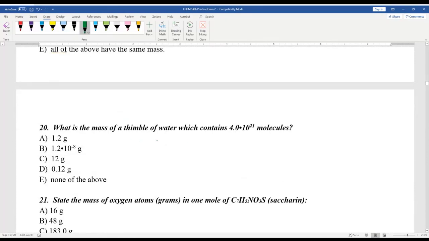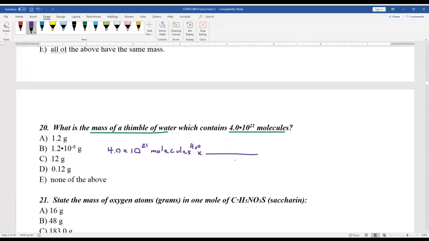It says I can convert molecules to grams. Would that be helpful? Okay. So it says what is the mass of a thimble of water, which contains 4.0 times 10 to the 21st molecules of water? What I would start with here is what I'm given, of course. It's 4.0 times 10 to the 21st molecules, and this is molecules of water specifically, H2O.